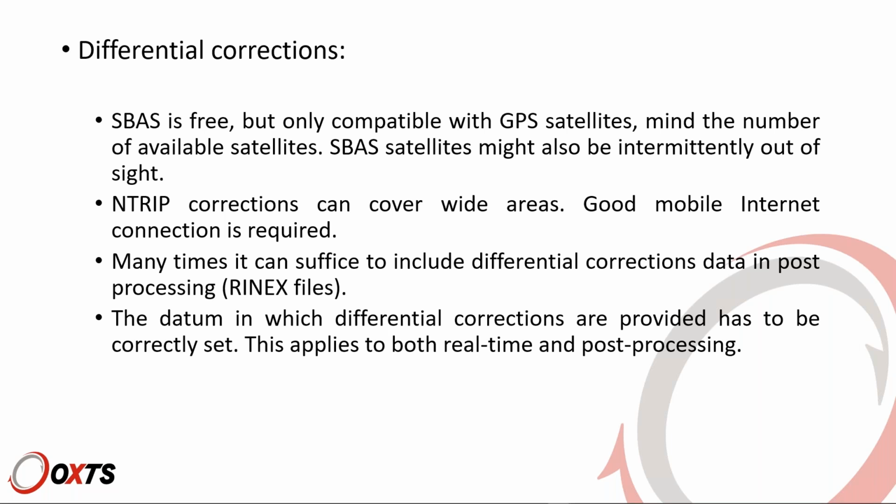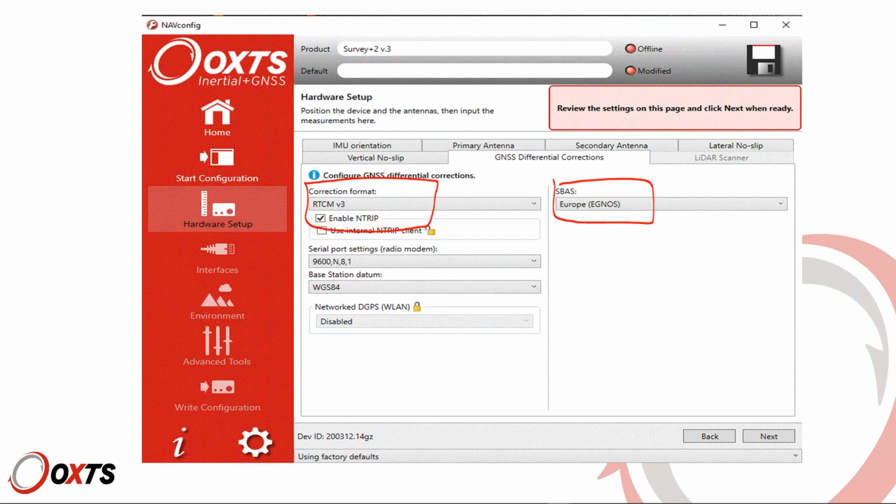One important aspect is that the datum in which differential corrections are provided has to be specified correctly to the system. This information will be available from the provider of corrections, be it RINEX or NTRIP. They will tell you what datum they are based on, and you will have to tell the system about it. So if you are doing that in real time, this is the page.